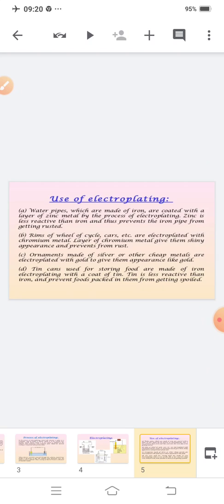So, zinc is less reactive than iron. Iron is more reactive than zinc. So, zinc is less reactive than iron and thus this prevents the iron pipe from getting rusted. Is this clear? The second one is rims of wheels of cycles, cars, etc. They are electroplated with chromium metal. A layer of chromium metal gives them a shiny appearance and prevents rust.